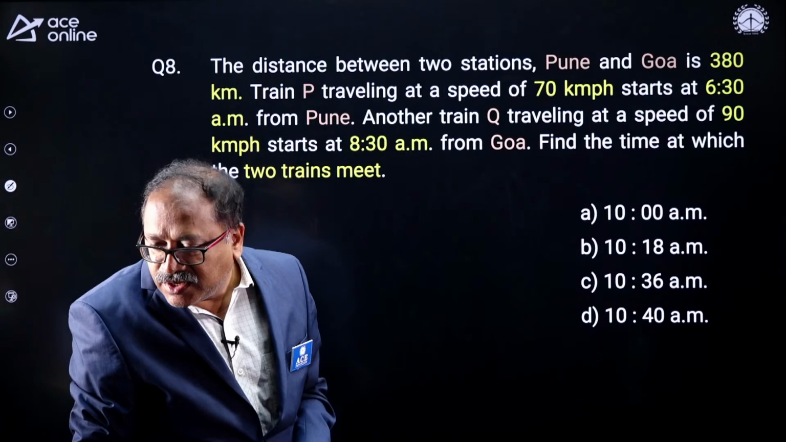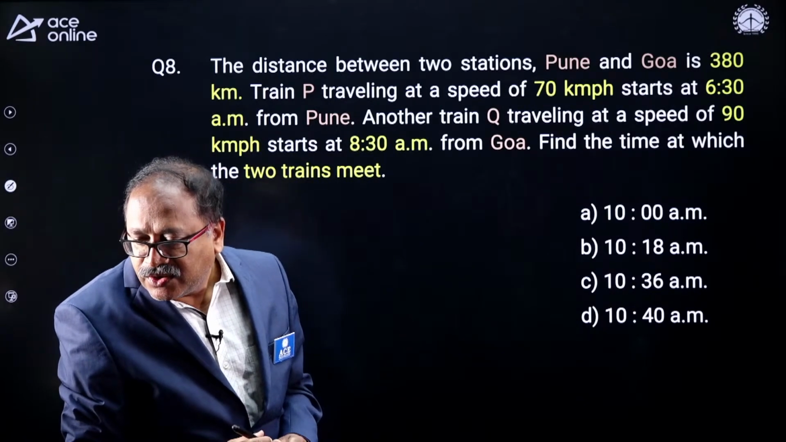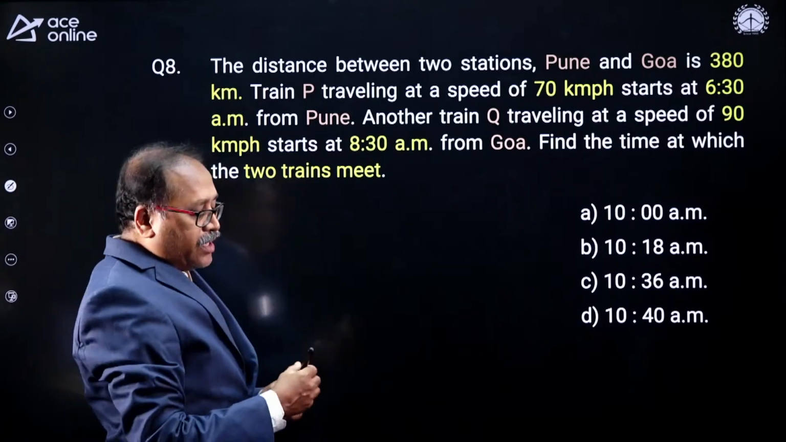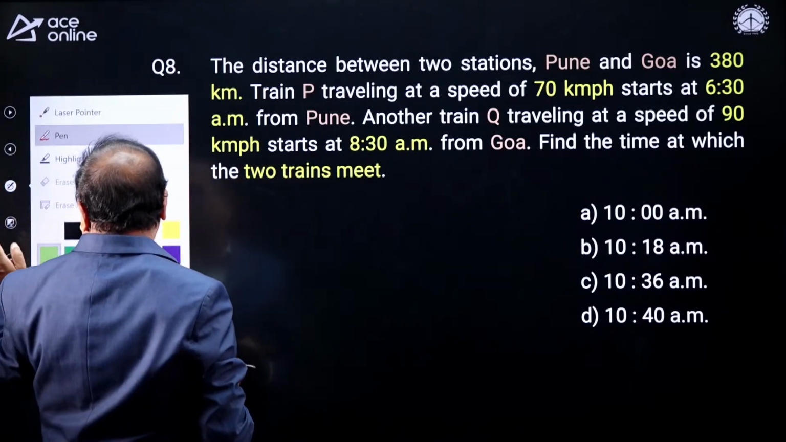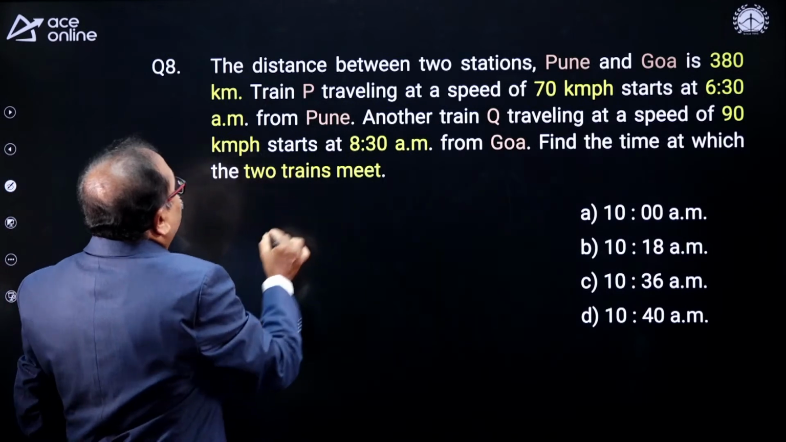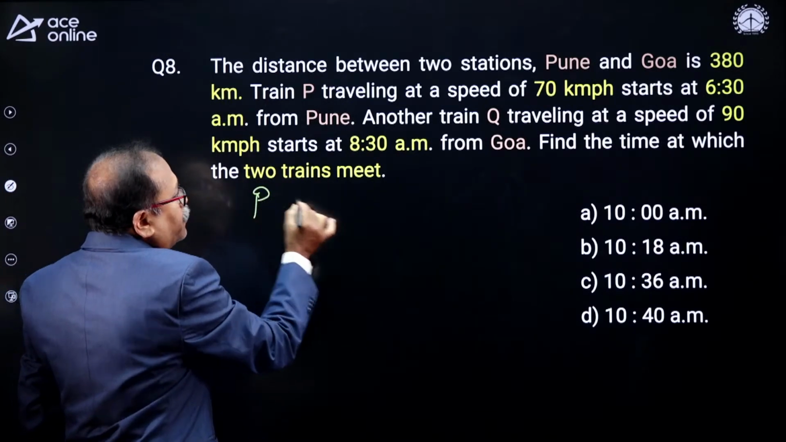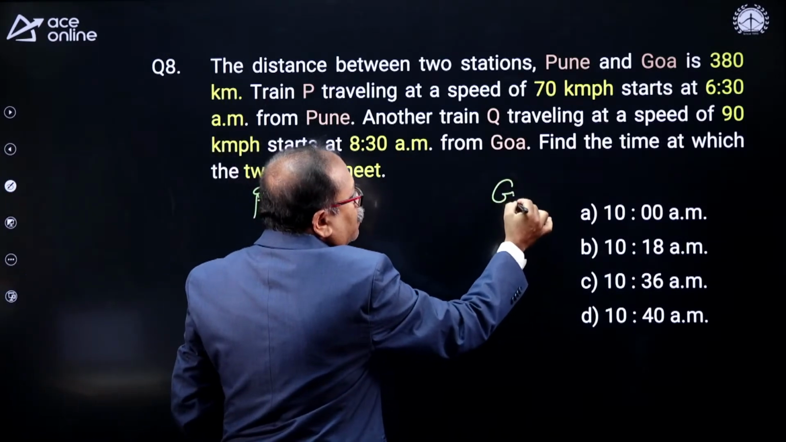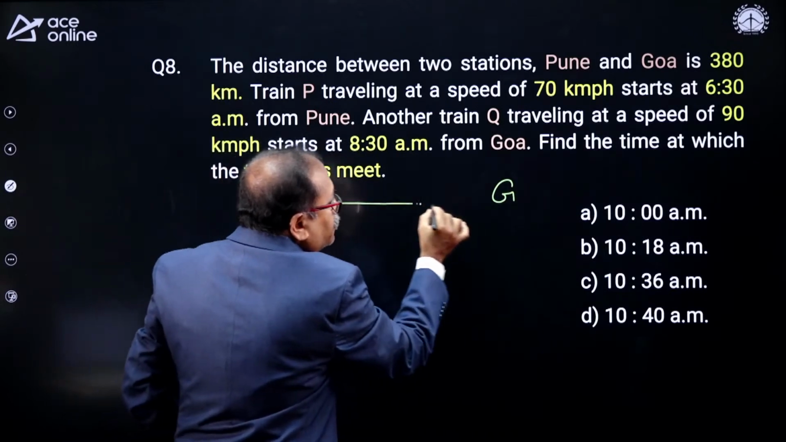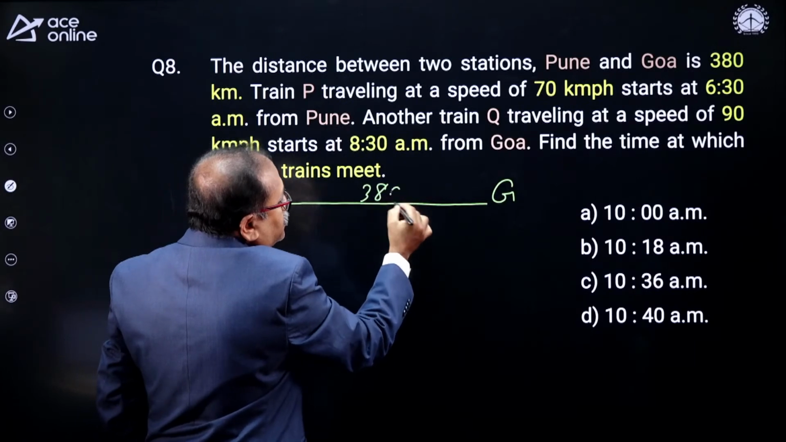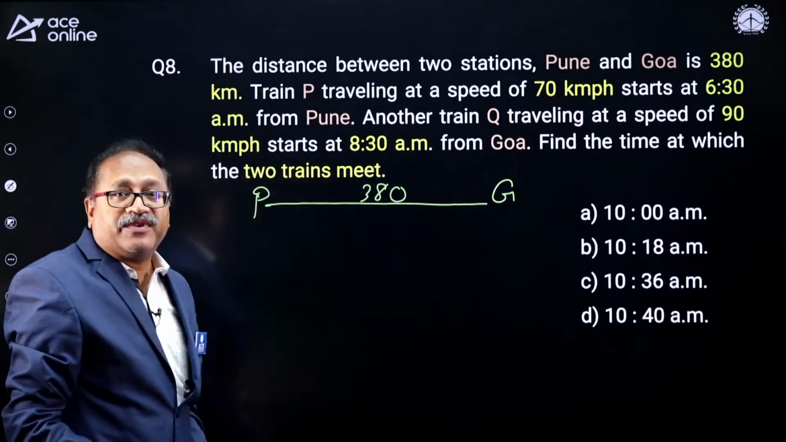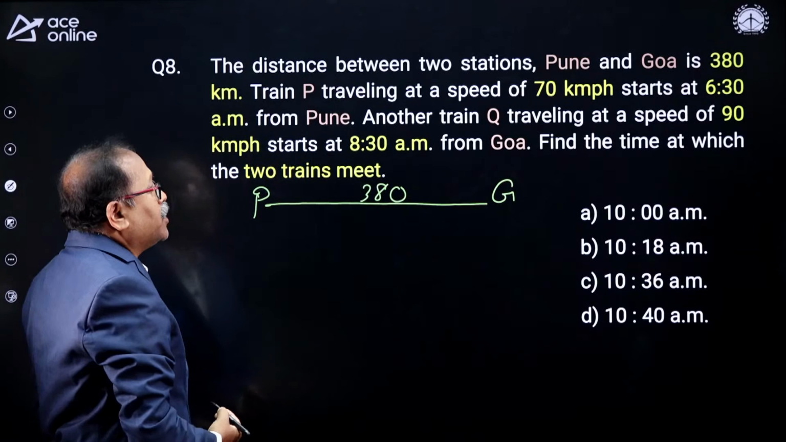Let's see, Jaya, try to answer this. Try to answer this question. Okay. Let me draw a few basic requirements to answer this question. Let's consider P for Pune and G for Goa. And what is the distance between these two? The distance given to us is 380. Mr. Raman, please try this, my friend. I know you will definitely be able to answer this question.